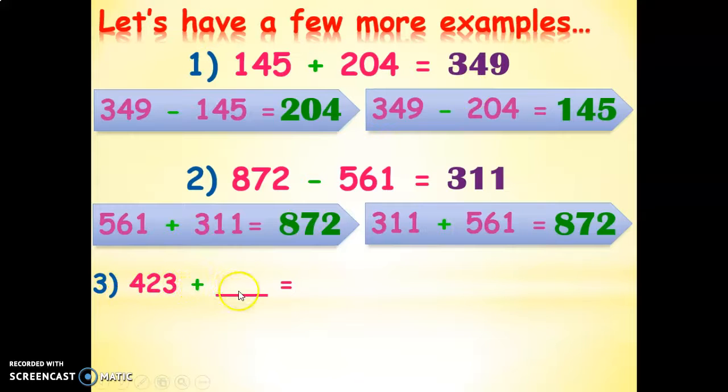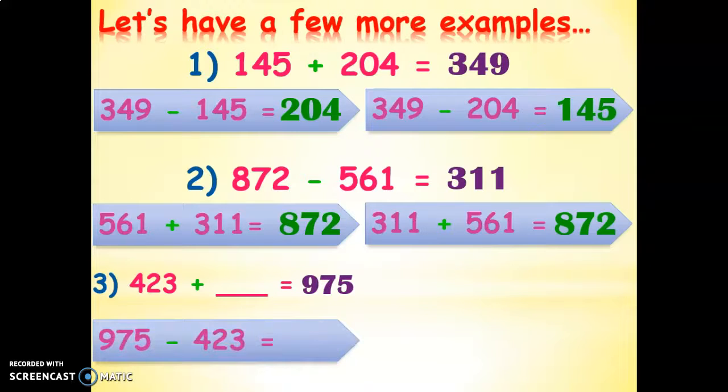Now for example number 3, let's try to complete this addition equation. 423 plus what number will be equal to 975? Now to answer this, we can use subtraction. So we can do 975 minus 423. The answer is 552. And so the missing number to complete the addition sentence is 552. Here we used the inverse operation of addition, which is subtraction, to find the missing number.